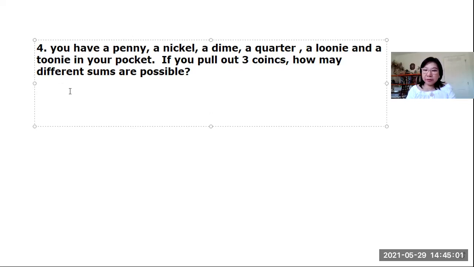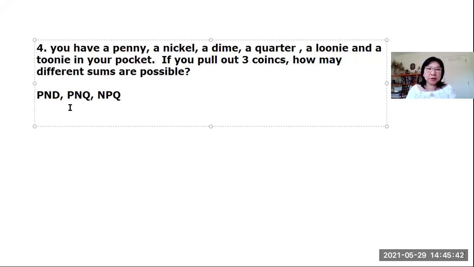So let me give you a hint. If you pull out P and N, that will be different from P and Q, penny, nickel, and quarter. And that will be different if you change the order, let's say you change N first, and then P first, and then Q first.